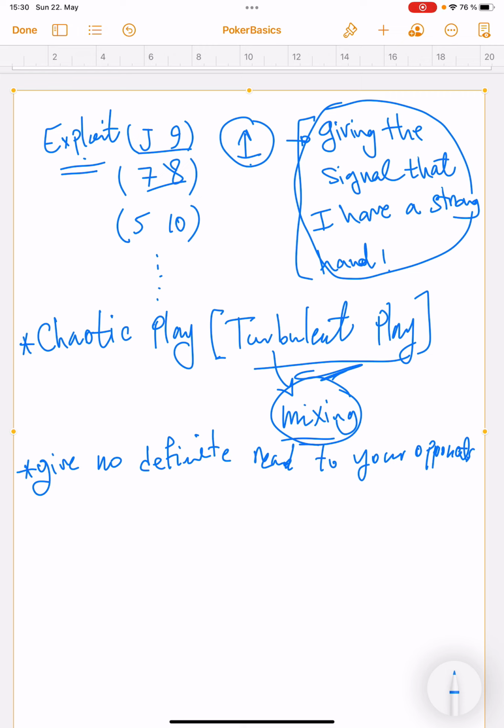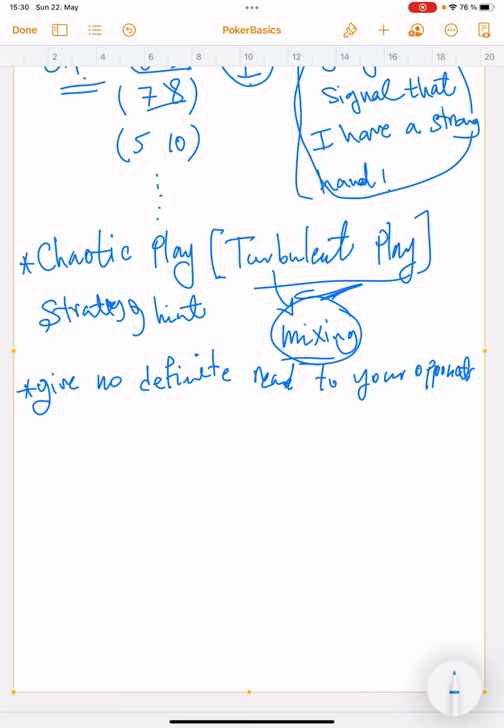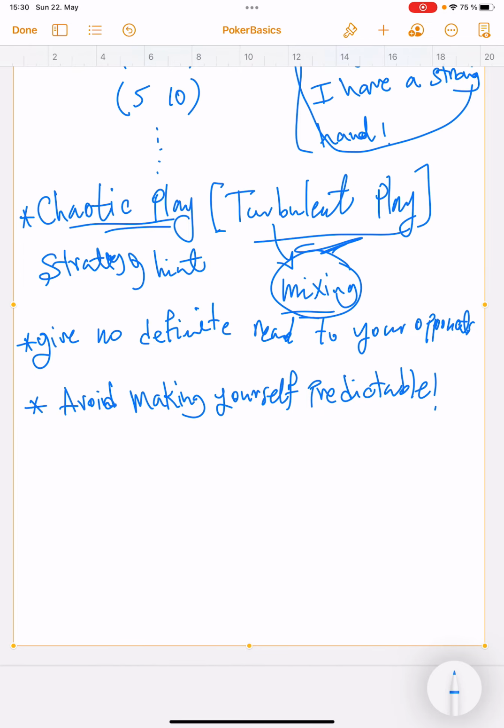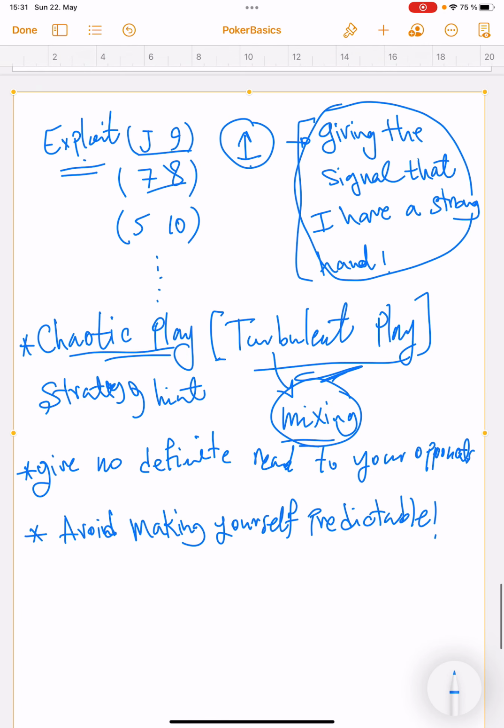This is basically, let's say, a strategy hint. What have I written here? I don't know. Strategy hint, I meant. So that's a strategy hint. So always play chaotically, in a chaotic manner. Because once I know how you play, once I know your logic of play, then I can predict you. So avoid making yourself predictable. This is another cool trick or strategy that I can share with you. Do not be predictable. That's super important.